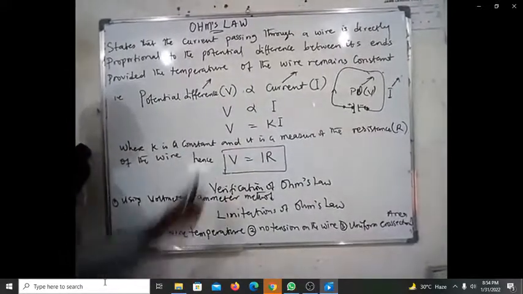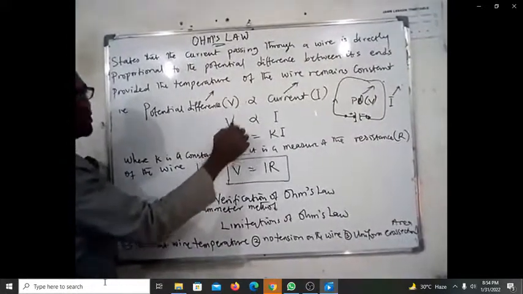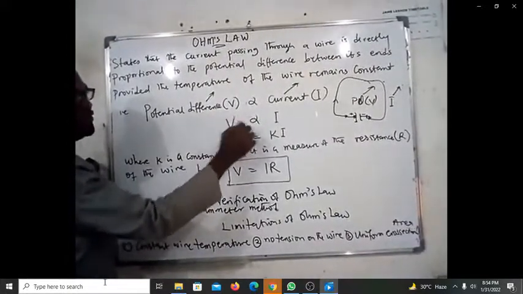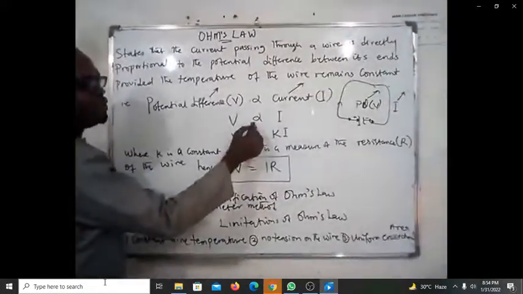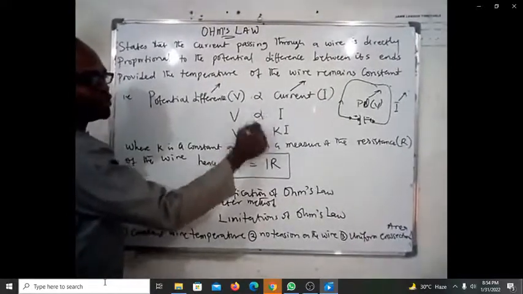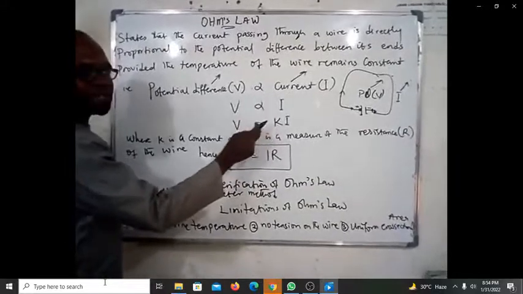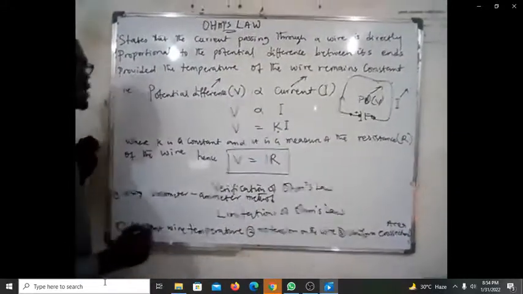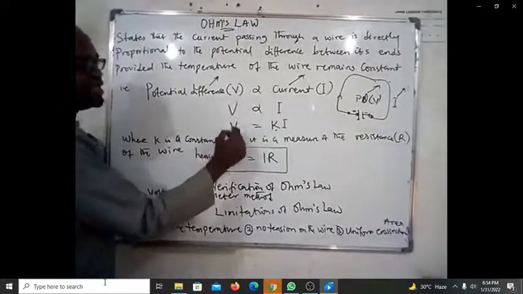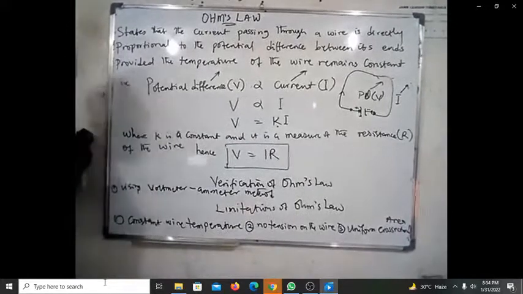Is that clear? Now, potential difference is measured in volts, is it not? And is represented by V. It is directly proportional to current, I. Now, if you want to replace this direct proportionality with an equal to sign, you have to introduce a constant, K. So that you can now say that potential difference V is equal to K times I, which is current.